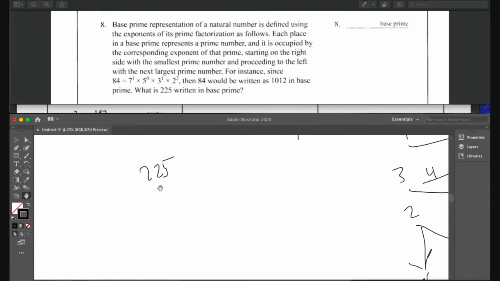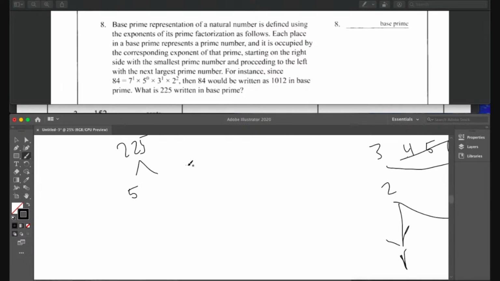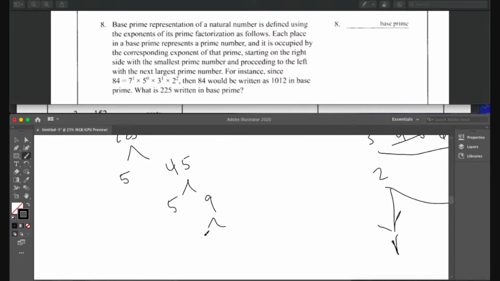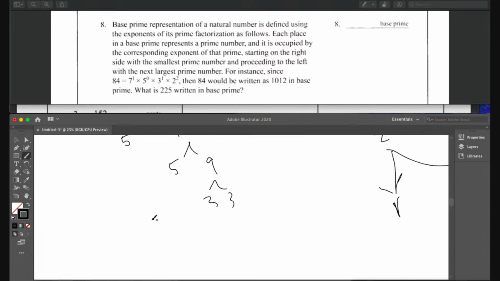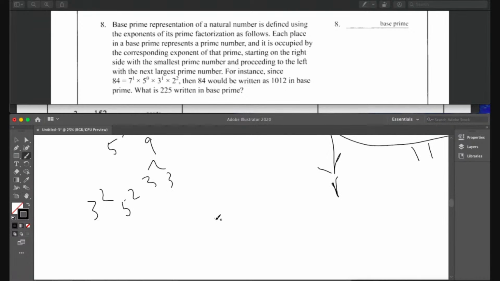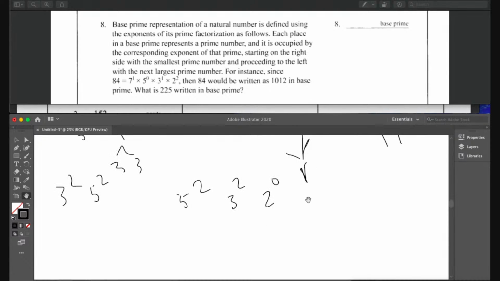So we're going to want to look at the prime factorization of 225. We can take out a 5, and then we're going to have 45, and we could take out another 5 from 45, and we're going to have 9, and 9 is just going to be 3 squared. So the prime factorization of 225 is 3 squared and 5 squared. Our largest prime is going to be 5, so we're going to have 5 squared here. And then we're going to list out the other primes that are smaller than 5, which is just 3 and 2. 3 was the exponent of 2, and we had no 2's. So then our base prime is going to be 220.